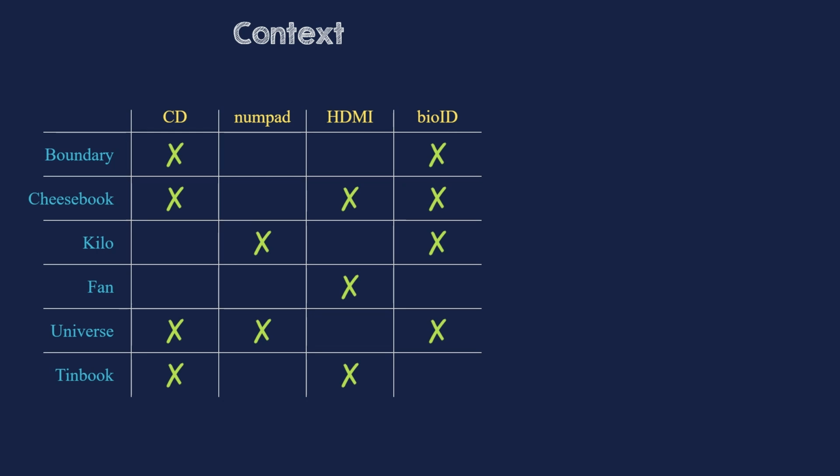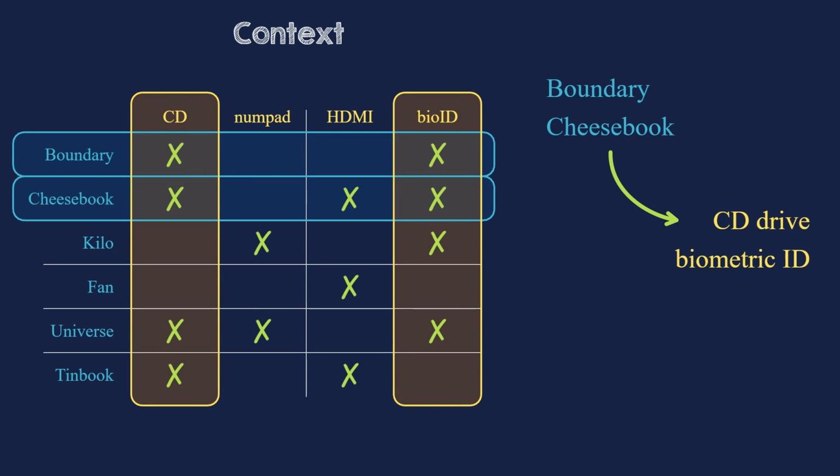One hopefully obvious question one might ask now is which objects have which attributes in common in this context. Let's take the Boundary and the Cheese Book. They share the fact that they both have a CD drive and biometric ID. The other way around, we can ask which objects have exactly those two attributes in common. We already know two of them, and looking at the context we see that the Universe also has those attributes.